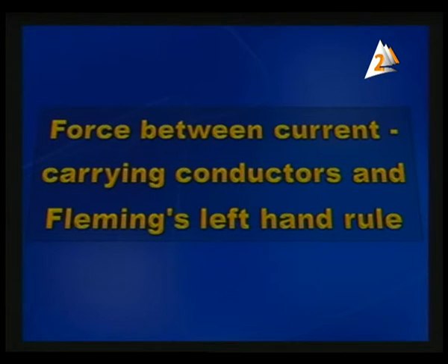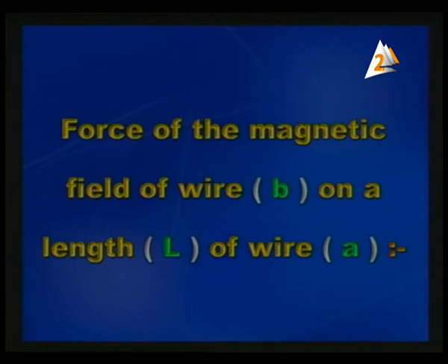And now talking about force between current carrying conductors, two straight wires, and Fleming's left-hand rule. We'll start with the force of the magnetic field of wire B, the field produced due to the flow of the current in wire B, on a length L of wire A. So the force acts on wire A and it is produced from wire B.